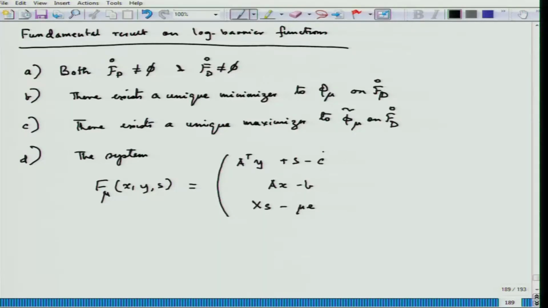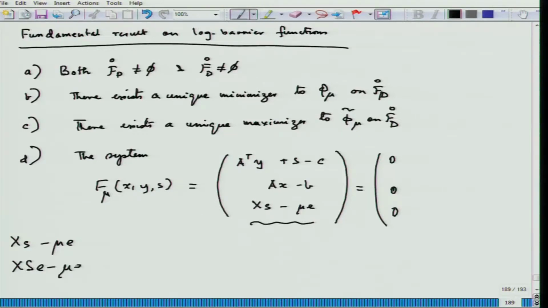Okay, we will try to give a little bit of proof for this one because this is very fundamental. So, XS, X capital S, sorry, or you can write XSE. So, this actually means x1 S1 equal to mu, x2 S2 equal to mu. Here I could also write this last part, XS minus mu e, can be written as XSE minus mu e, same thing, does not matter.